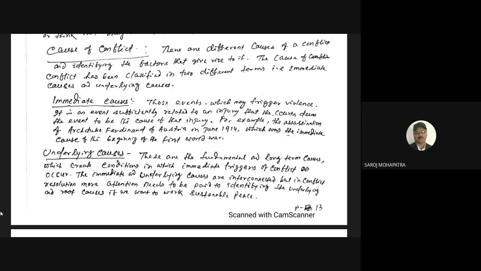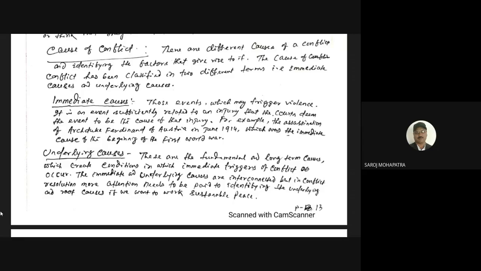Similarly, the immediate cause, when China crossed the LOC of India and shot one commander. That is where the conflict arises. That is the immediate cause. That means a violent situation will arise.